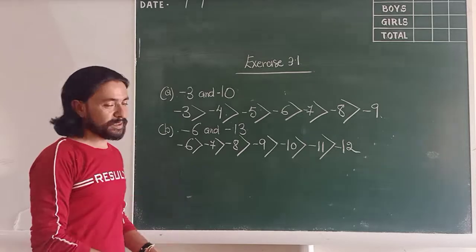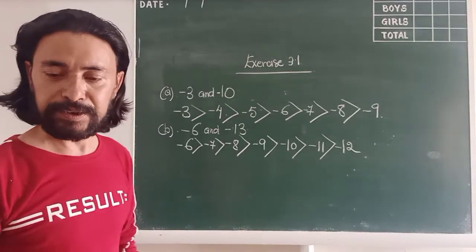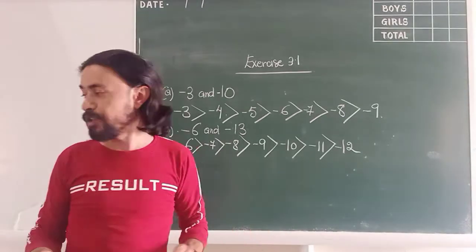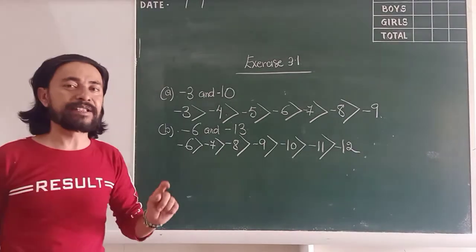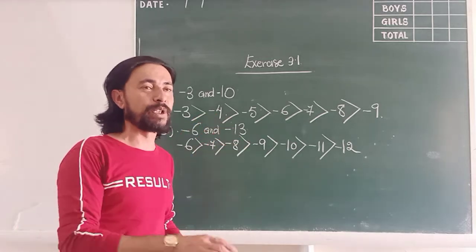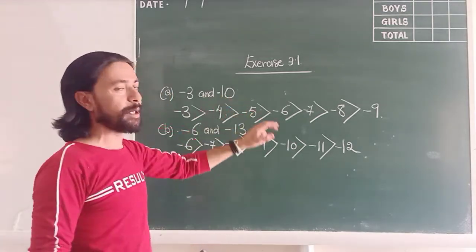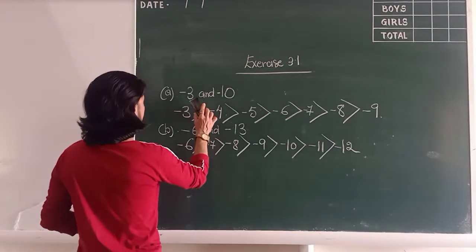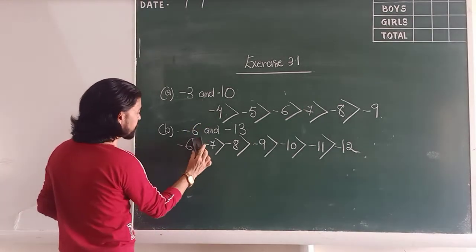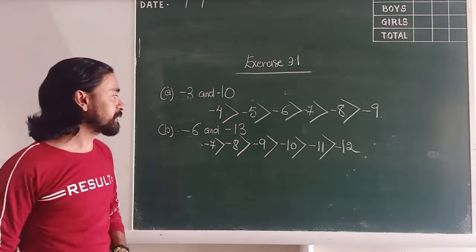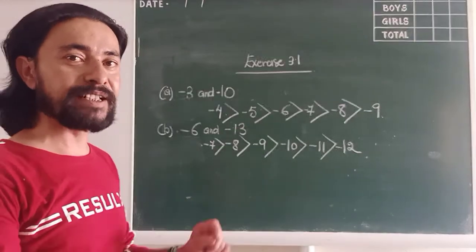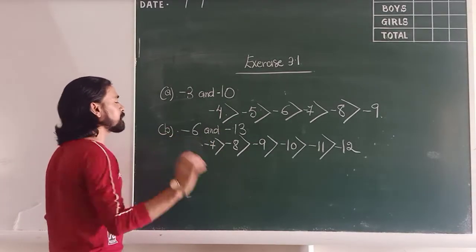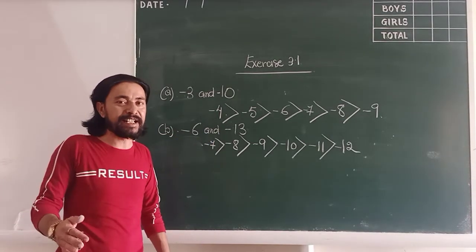In both these cases, let's not involve the numbers that we're starting from, because they have told us to write in between. And in mathematics, whenever you are told to write in between, the number that you start with and the number that you end with is not included. Remember, we did it in the previous sums. So we will remove -3 and we will remove -6. We will only write the numbers that come in between these numbers.